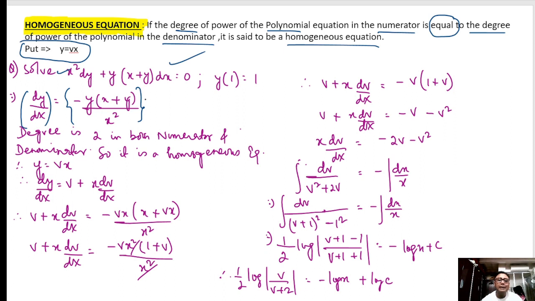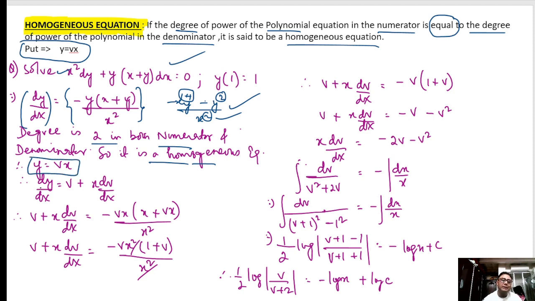If you multiply xy, this is the numerator minus y2 by x2. See, the power is 1 plus 1, which is 2. The power is 2. That means the degree at the numerator and the denominator are same. So both are having the same degree in the numerator and denominator. So we will call it a homogeneous. And if it is homogeneous, we will put y equal to vx.